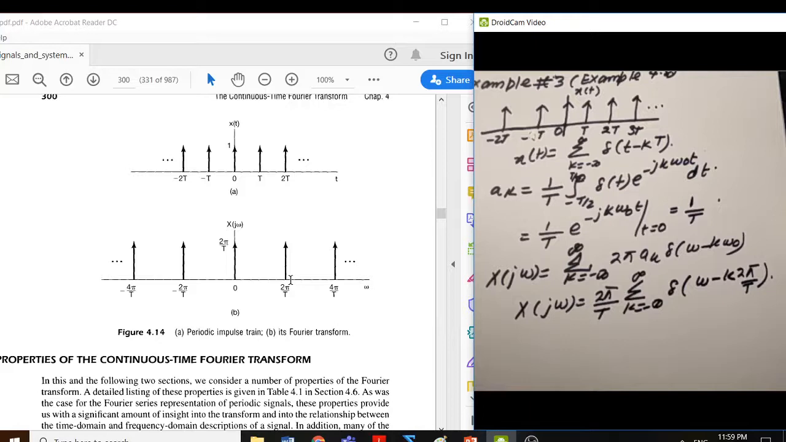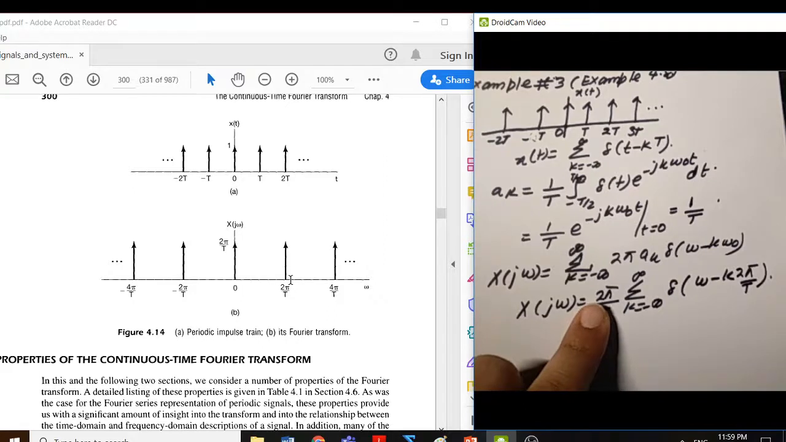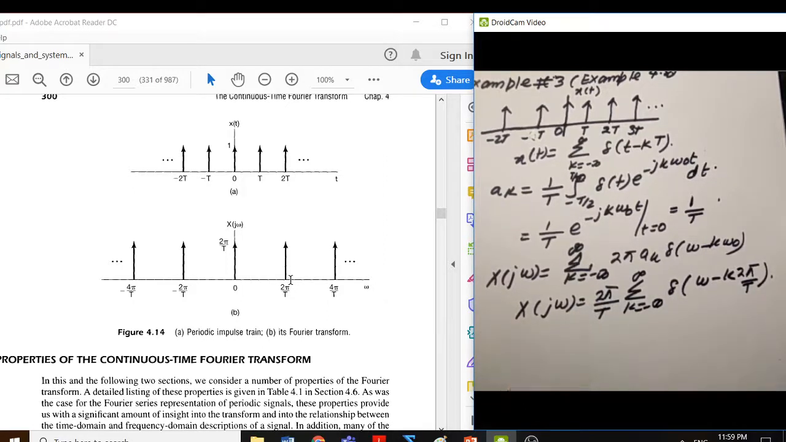And again, this brings us to the conclusion that there is a relationship between time and frequency domains. There exists a relationship, and if you see the two examples, this one and the previous one, that relationship involves 2 pi as a magnitude.